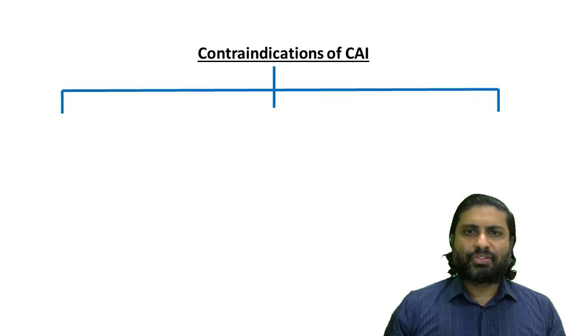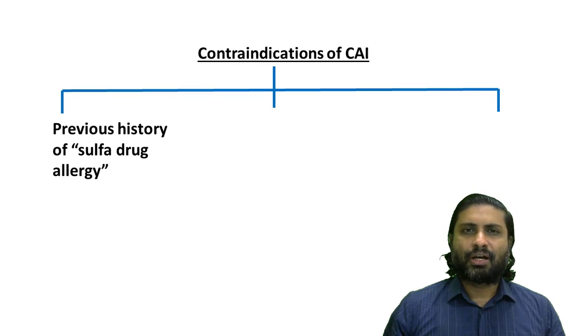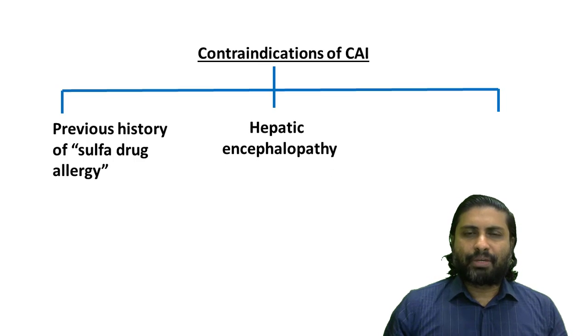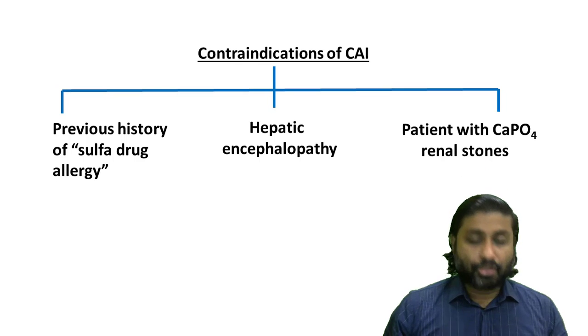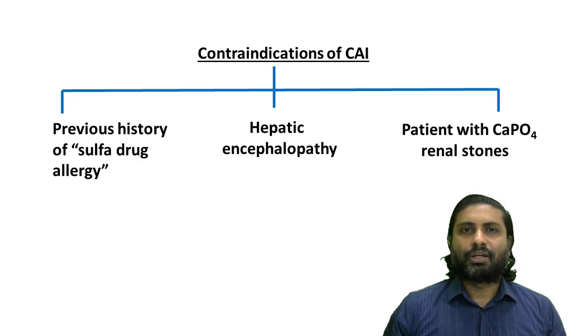Right. There are certain contraindications of carbonic anhydrase inhibitors that need to be kept in mind. Those with a previous history of sulfur drug allergy, these patients are best avoided. We should not give these patients carbonic anhydrase inhibitors. Patients with hepatic encephalopathy should not receive carbonic anhydrase inhibitors, and patients with history of calcium phosphate stones should not receive carbonic anhydrase inhibitors.